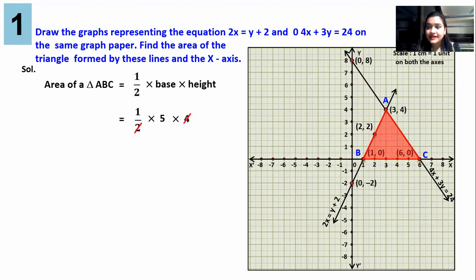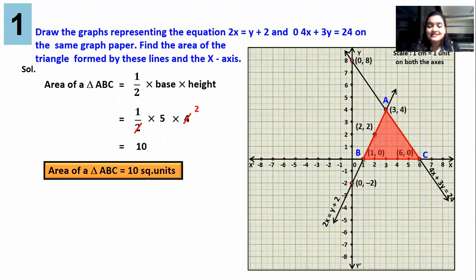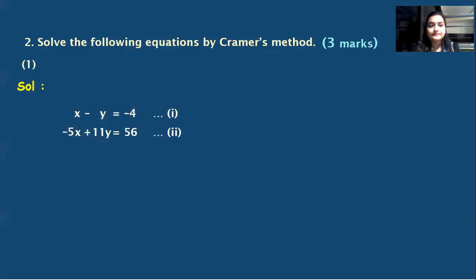2 ones are 2, 2 twos are 4. So the answer for area of triangle is 10 square units. It's a very easy sum. I hope you understood it. Moving towards the next one.